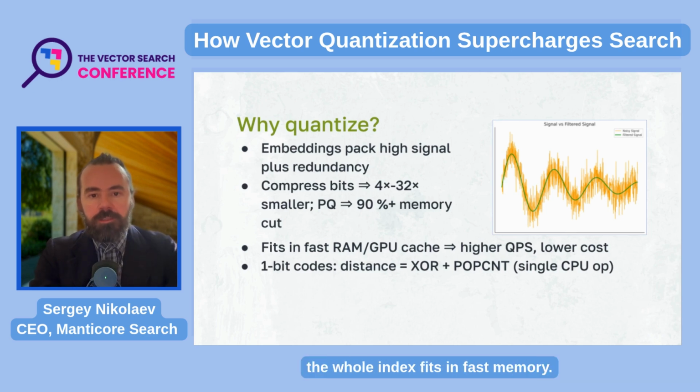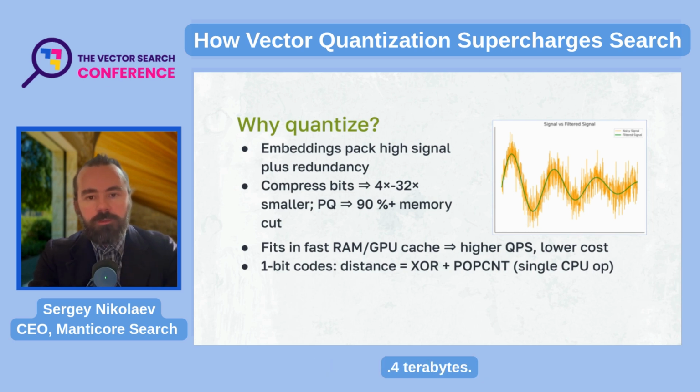Second, the whole index fits in fast memory. 1,384 dimension vectors in PQ form no longer need 1.4 terabytes. They fit in well under 50 gigabytes. That means fewer servers, fewer cache misses, and no paging to slow us down.